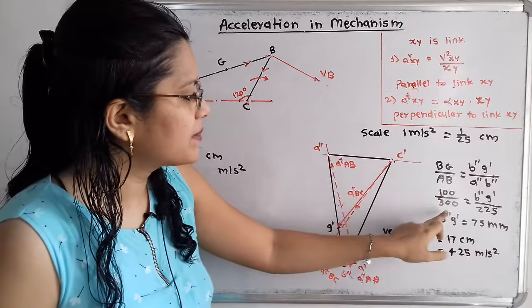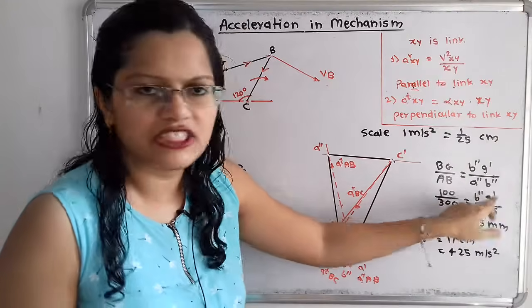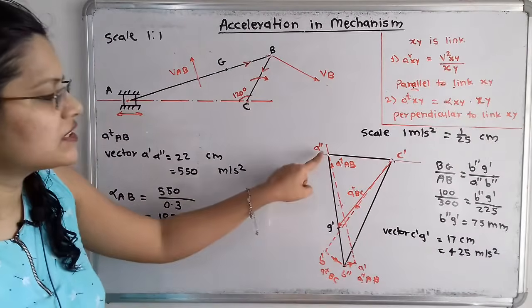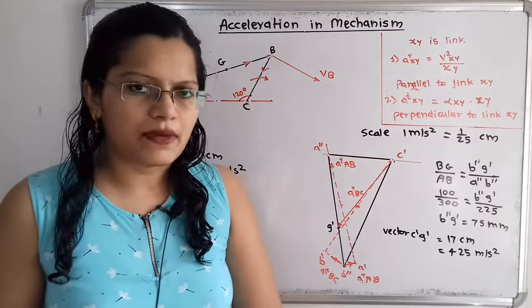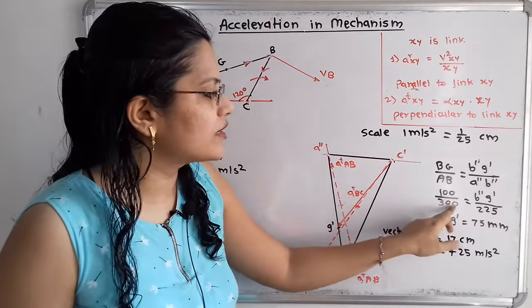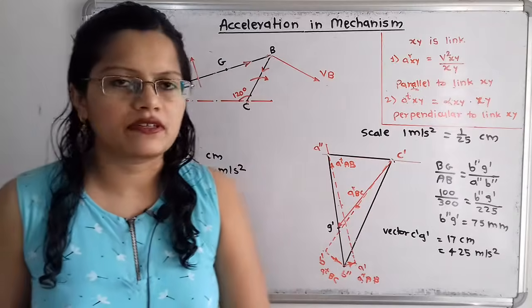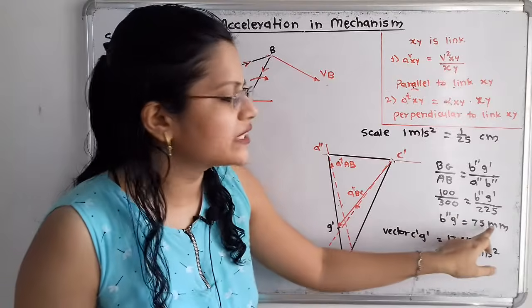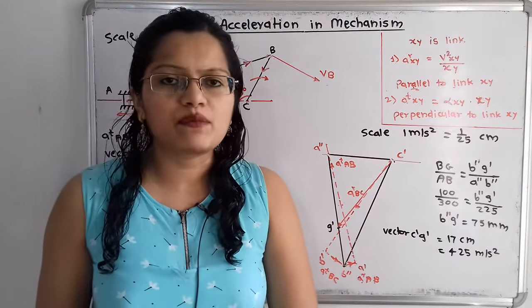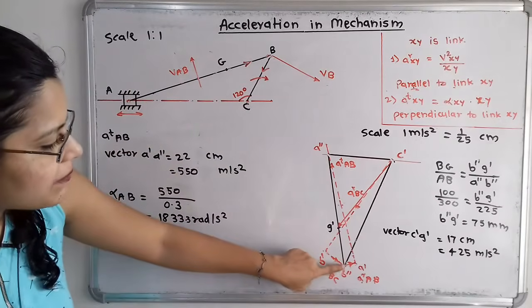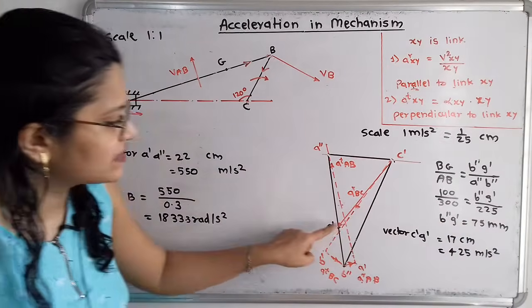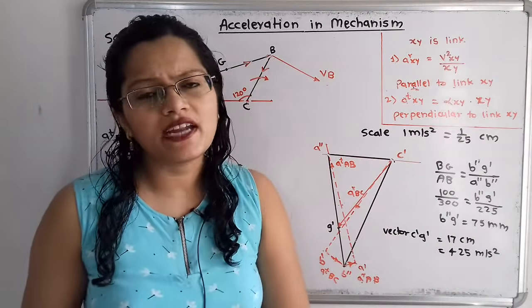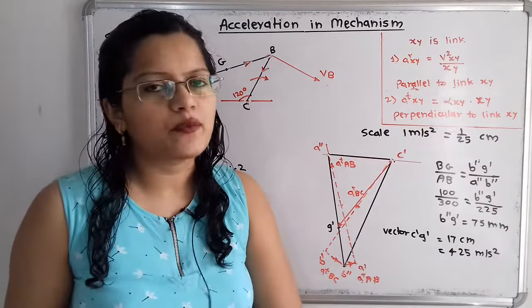So BG is 100, AB is 300, which is equal to B double dash G dash, which is unknown. But if we measure the distance in between A double dash B double dash, it is equal to 225 millimeter. So here this distance is also in millimeter, so we will take this in millimeter. If we solve this, we will get the distance B double dash to G dash is equal to 75 millimeter, and that is equal to 7.5 centimeter. So from this B double dash we have to take distance 7.5 centimeter, and we have to locate here the G dash.